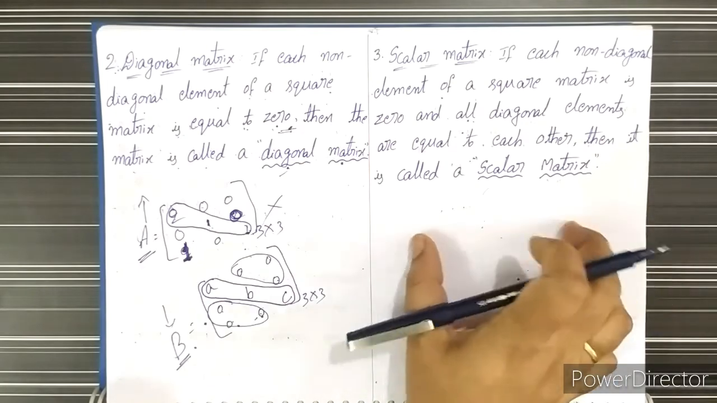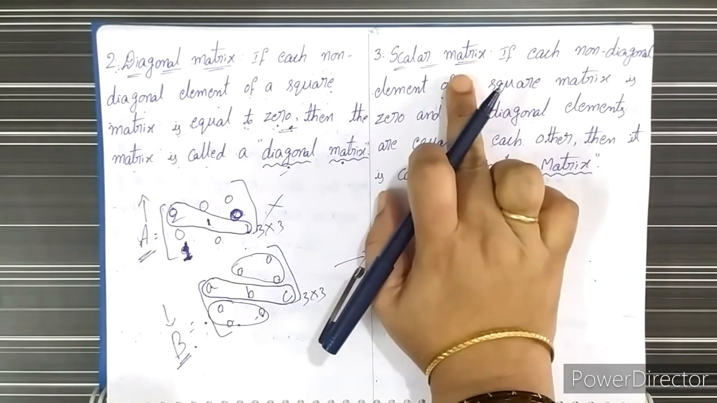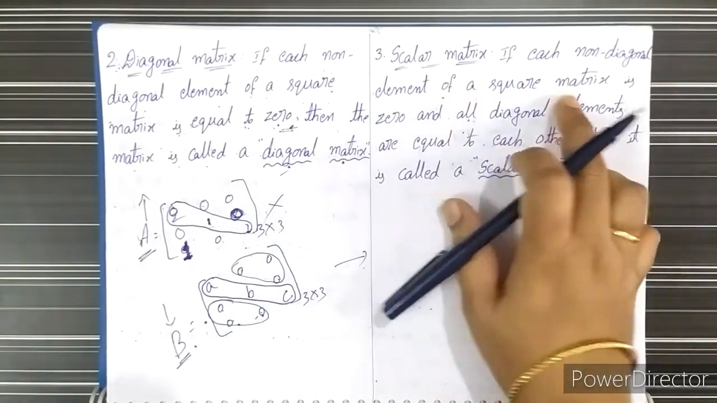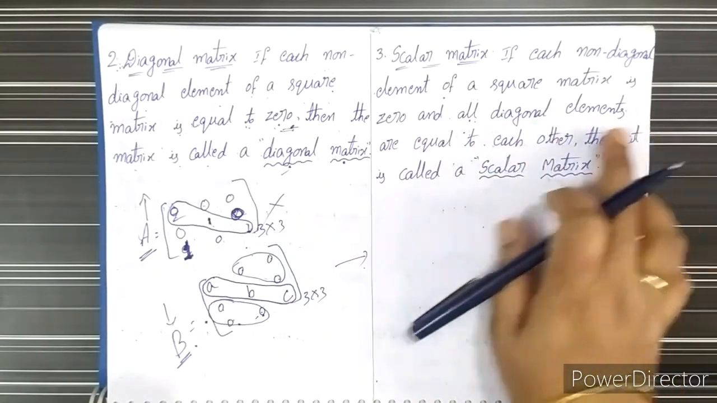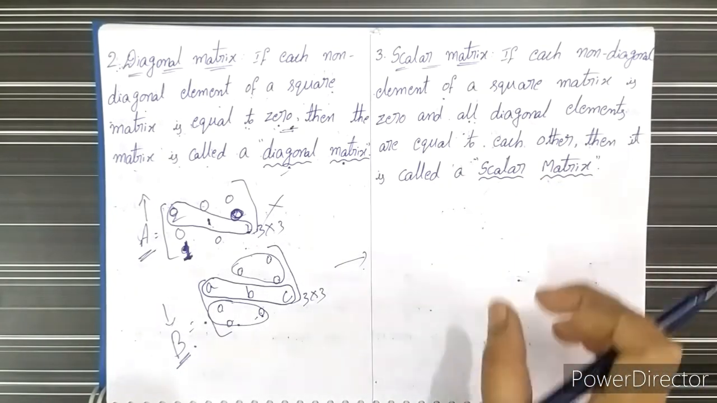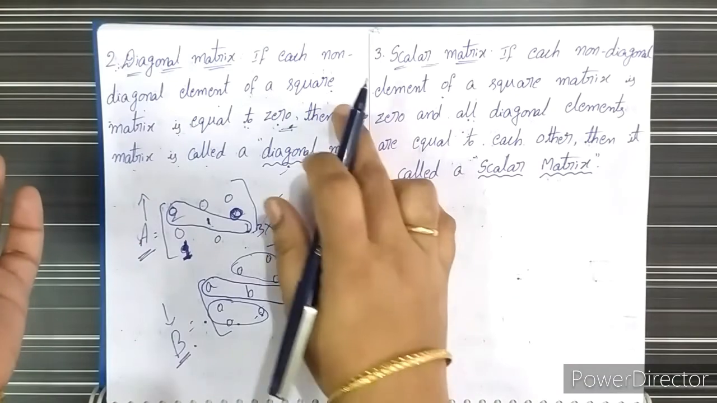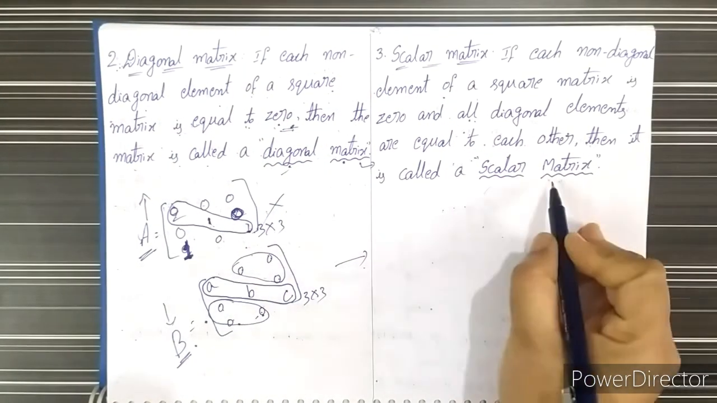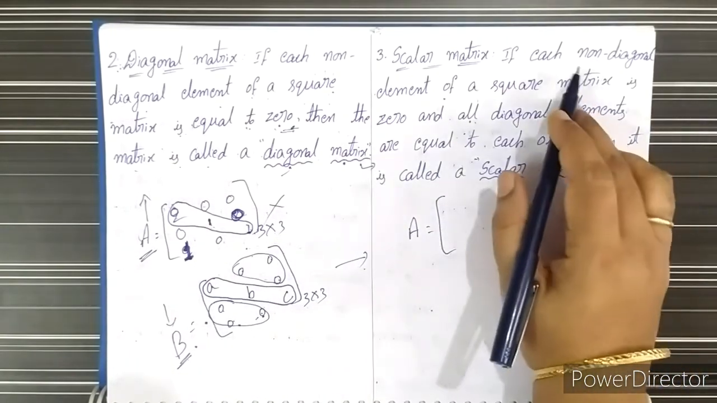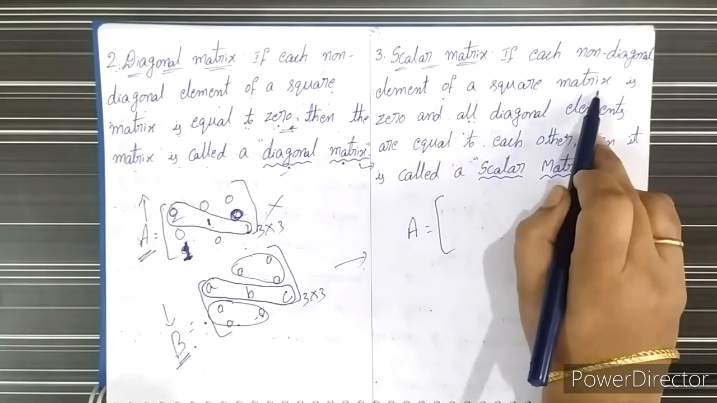Next, the third type of matrix is the scalar matrix. The definition is, if each non-diagonal element of a square matrix is 0 and all diagonal elements are equal to each other, then it is called a scalar matrix. A scalar matrix is a square matrix, and each non-diagonal element of the matrix is 0.